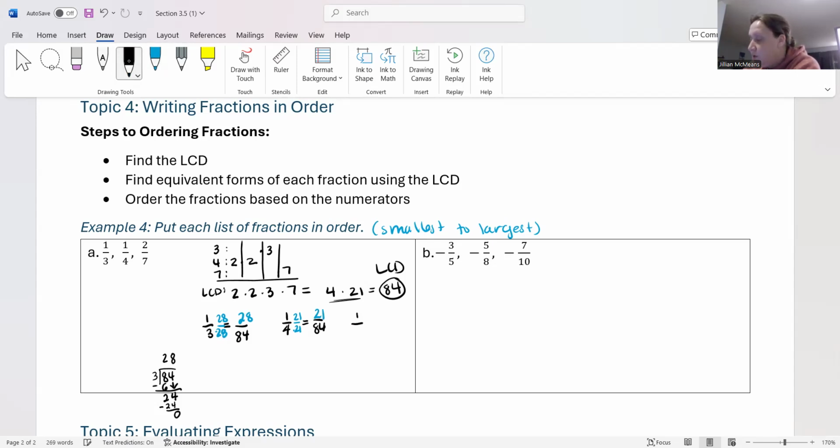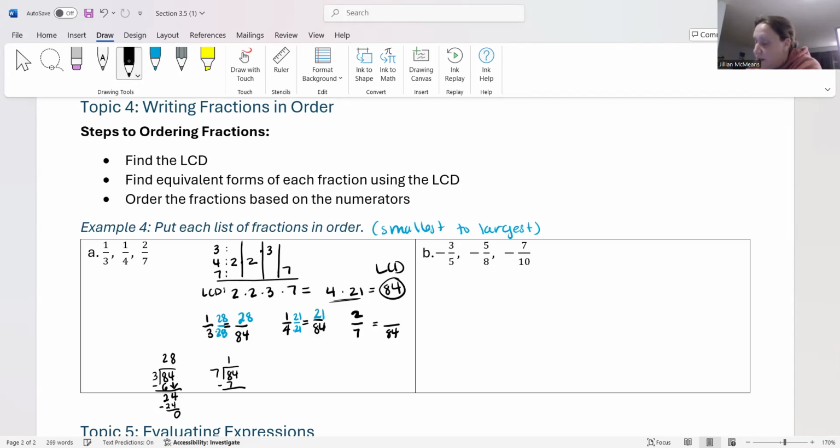And then finally, I need to do the same thing for 2/7. I need to rewrite 2/7 as something out of 84. Again, if you don't know how many times 7 goes into 84, you can do a little side work. 7 will go into 84. Let's see, 7 goes into 8 one time.